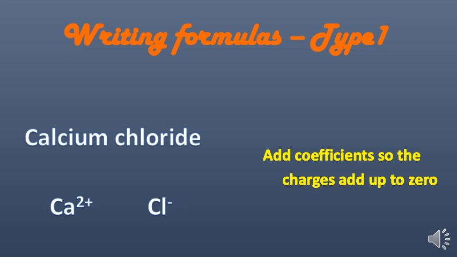So we are going to add coefficients to this system so that we do get the charges to add up to 0. And we're going to use a mathematical concept called the least common multiple. What number times 2 will give us 2? Well, that one's easy. Now this is -1. So what number times -1 can give us -2? Easy.